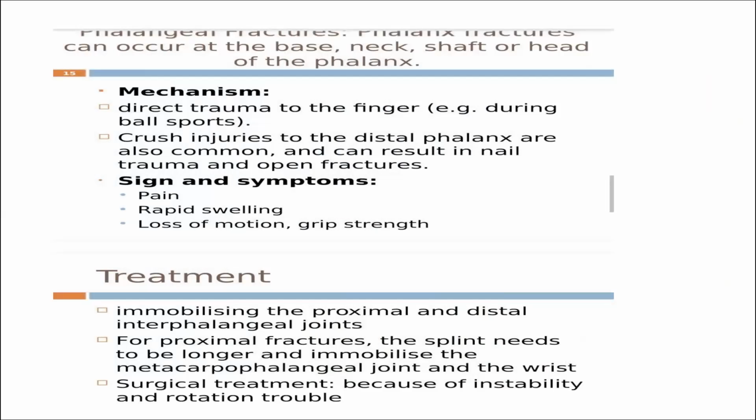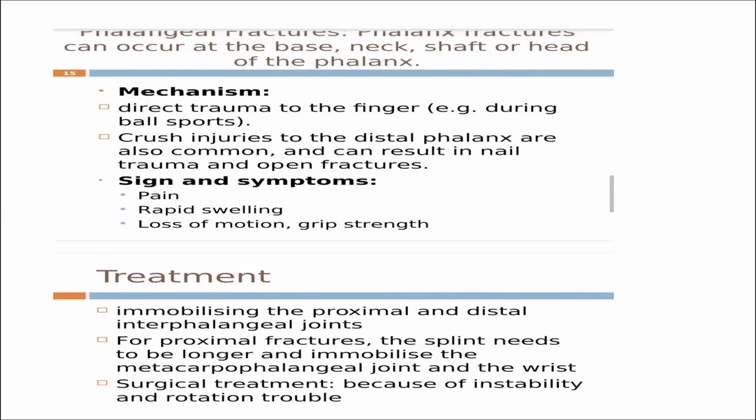Phalangeal fractures occur at the base, neck, shaft, or head of the phalanx, like the metacarpal, due to direct trauma during sports. Sometimes crush injuries to the distal phalanx are also common and can result in nail trauma and open fractures. Signs and symptoms are pain, swelling, and loss of motion and grip strength. Treatment is immobilization of the proximal and distal interphalangeal joints. For a proximal fracture, splints need to be longer and immobilize the metacarpophalangeal joint and the wrist. So immobilization of one joint proximal and one joint distal to the fracture is essential.